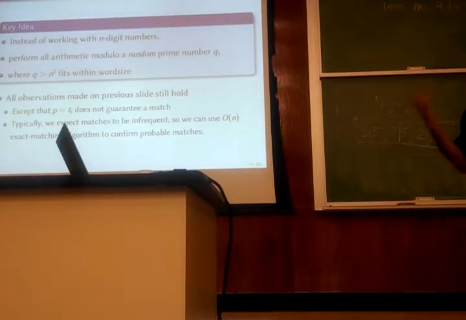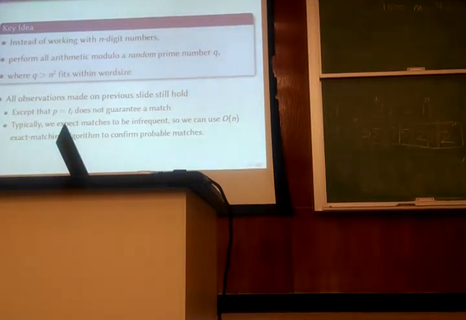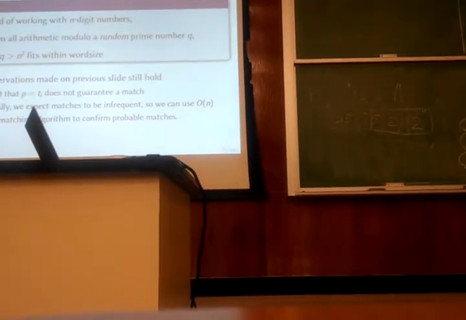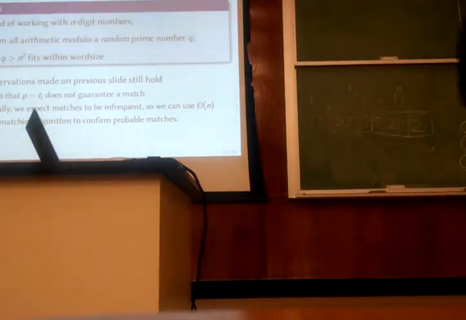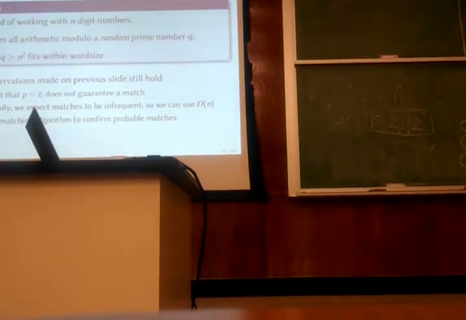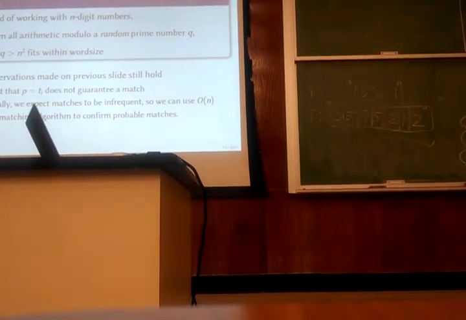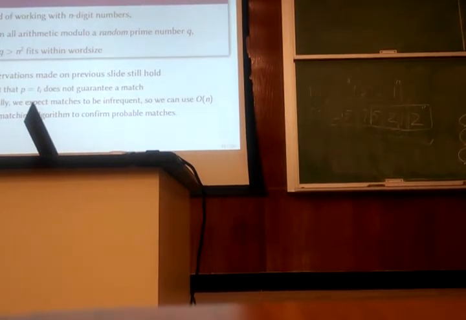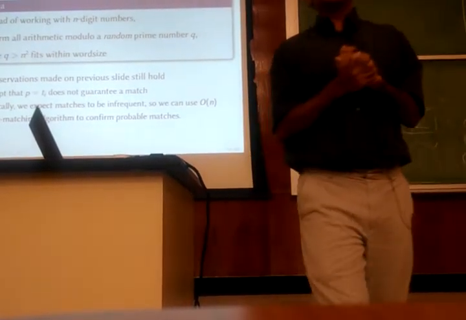But intuitively you can understand that Q should be large because you want to minimize the probability of the remainders matching but the strings not being the same. So you want Q to be as large as possible. And Q greater than n squared is not a big constraint, because n is the length of the string, and you might want to handle strings that are 100,000 characters. 100,000 squared is still much smaller than what would fit into a word. So that's why it's not a big constraint.